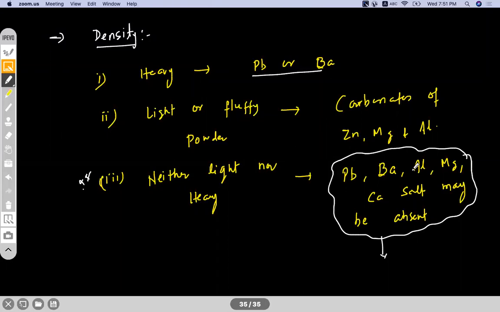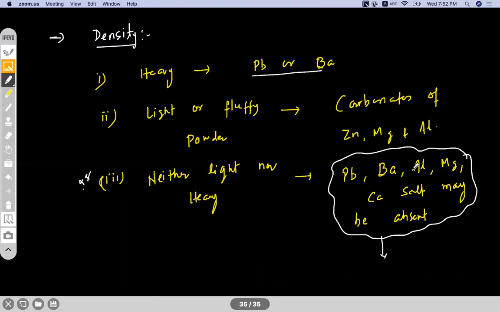So it's not a great method to examine the mixture which is given, like what salt is present in this. But yes, for a few metals, it is fine, it is true. So that's why we have this.